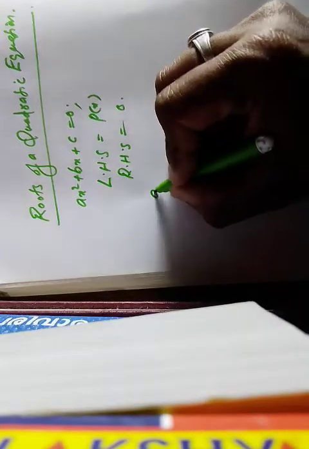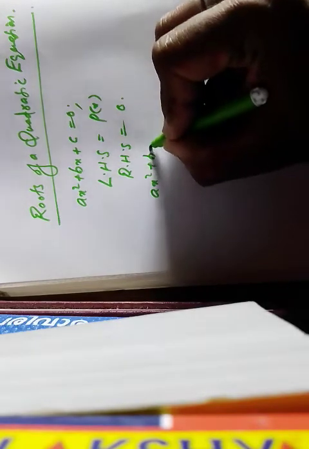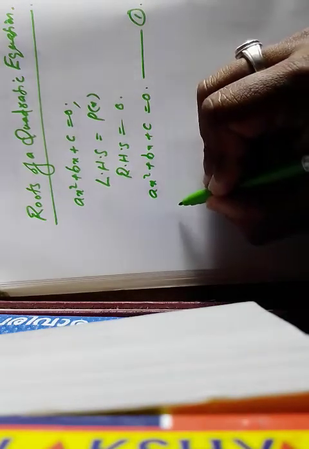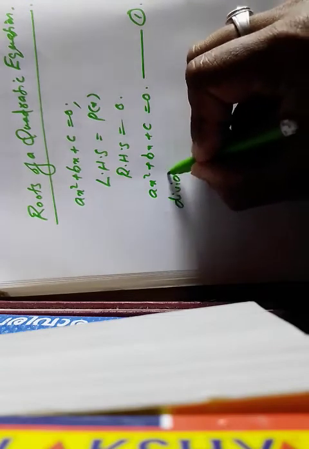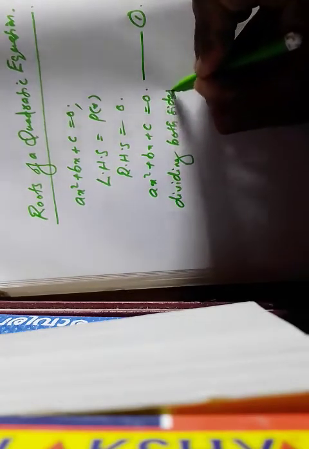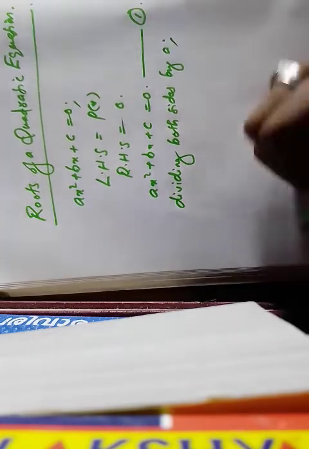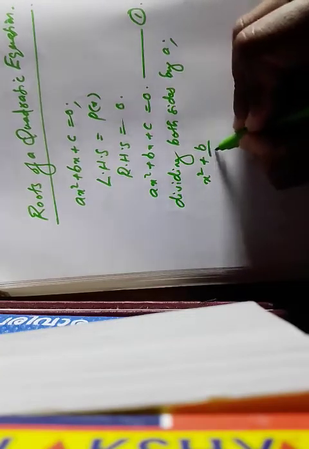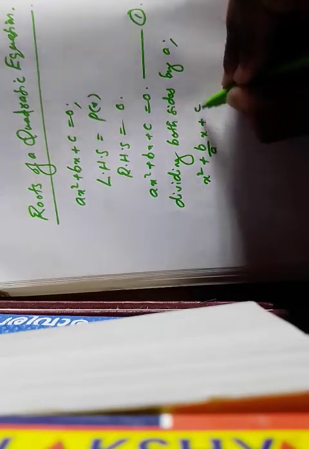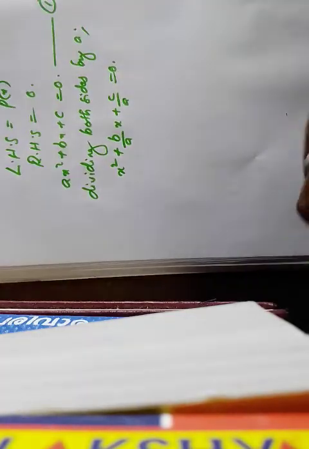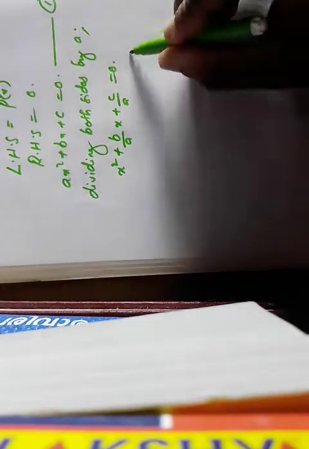Here ax square plus bx plus c is equal to 0. Let us say equation number 1. Dividing both sides by a, we get x square plus b by a into x plus c by a is equal to 0.